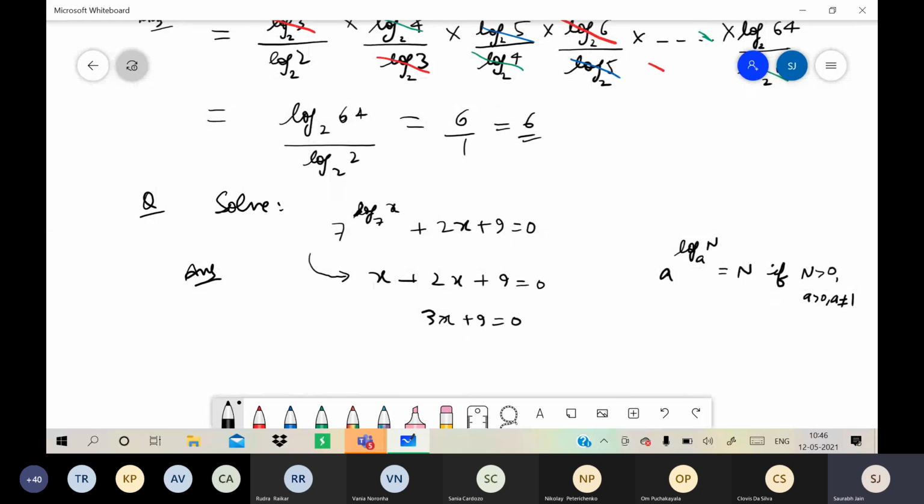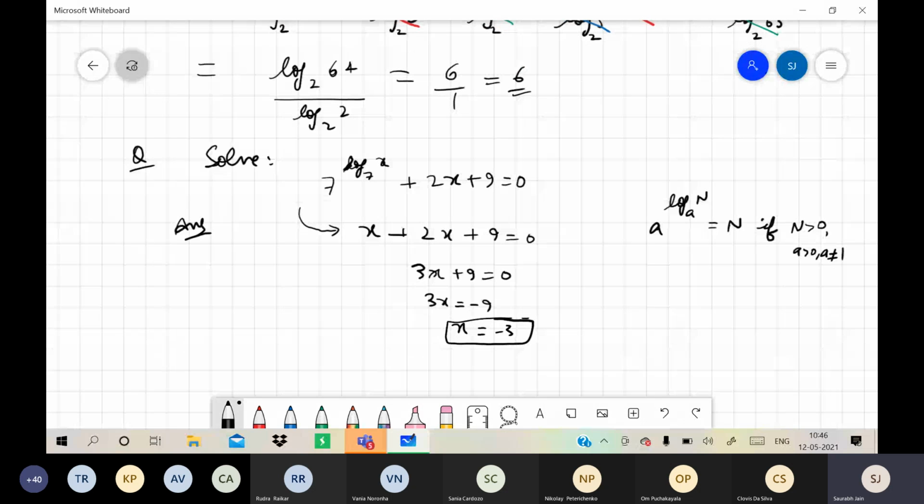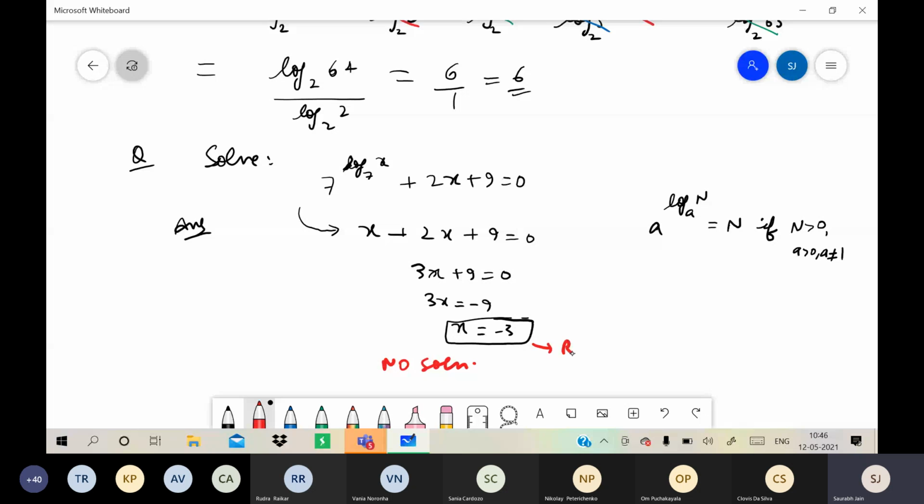Why? Because we reject this. Why do we reject? Because always check the answer, verify the answer. Where will you verify? In the question itself, whatever is given in the question, there you will verify. So what do you observe? This x, which is -3, will come in front of log, and hence this thing will become undefined or not possible. So only one value was coming, but when we kept that value in the original equation, it got rejected. So the final answer is no solution.